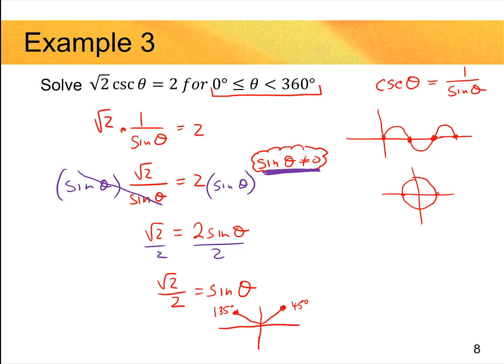There it is. So theta equals 45 degrees, 135 degrees. And there are our two answers. We are done.